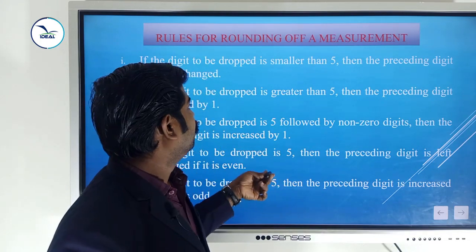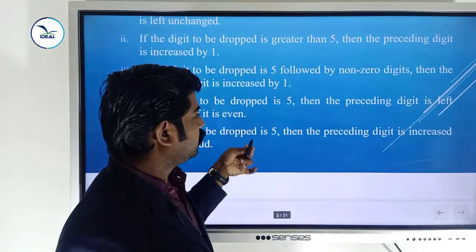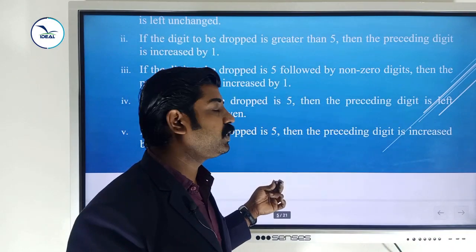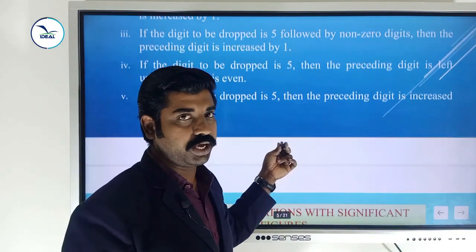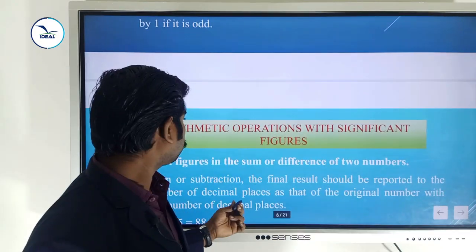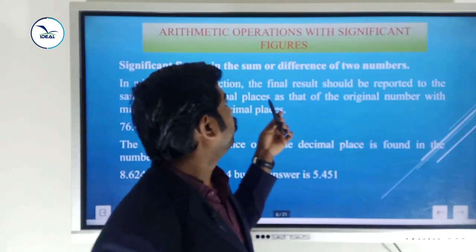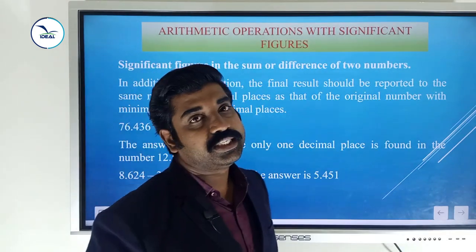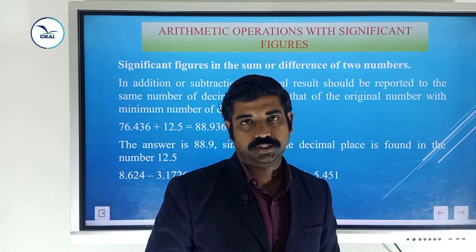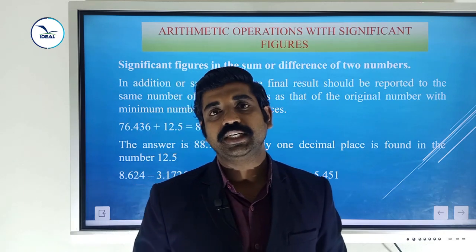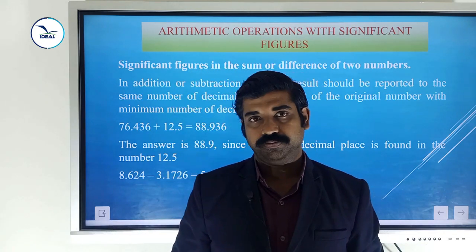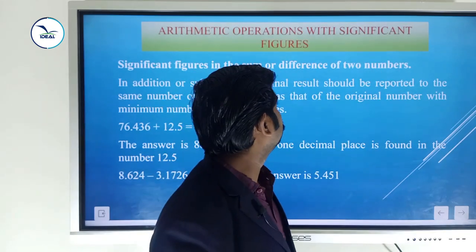Okay, so consider these rules when we are going to round some numbers. Okay, clear? Then arithmetic operations with significant figures. Arithmetic operations with the significant figures. So we can consider these things.